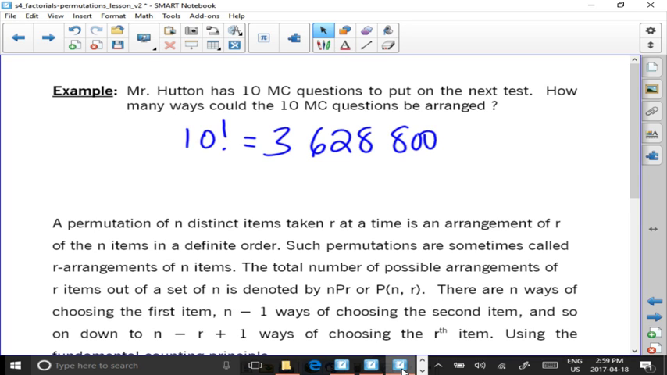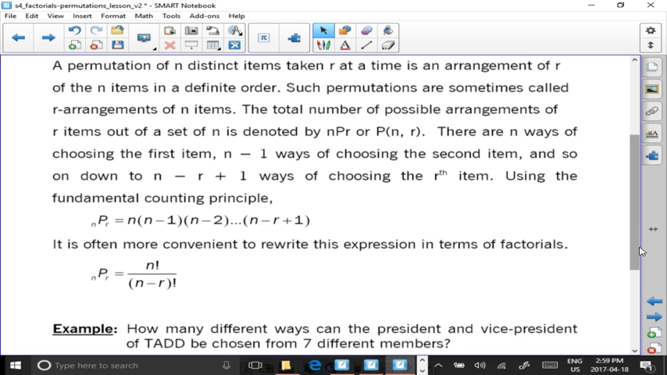Now we're going to get into some more technical talk about permutations. Because we've talked so far about factorials, now we're going to talk about permutations. A permutation of n distinct items taken r at a time is an arrangement of r of the n items in a definite order. Such permutations are sometimes called r arrangements of n items. The total number of possible arrangements of r items out of a set of n is denoted as nPr, or P(n, r).